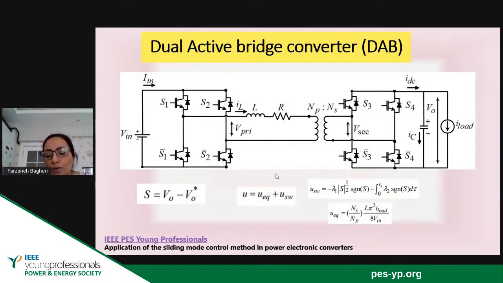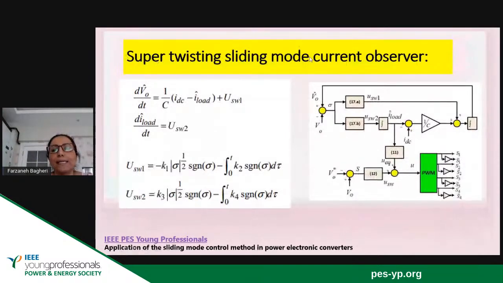If you look at the equivalent control input, it is a function of the load current. Because the load current is not accessible, I do not like to sense it directly. I prefer to use an observer method. What kind of observer? I will use a super twisting sliding mode current observer to estimate the load current. So how is it possible?